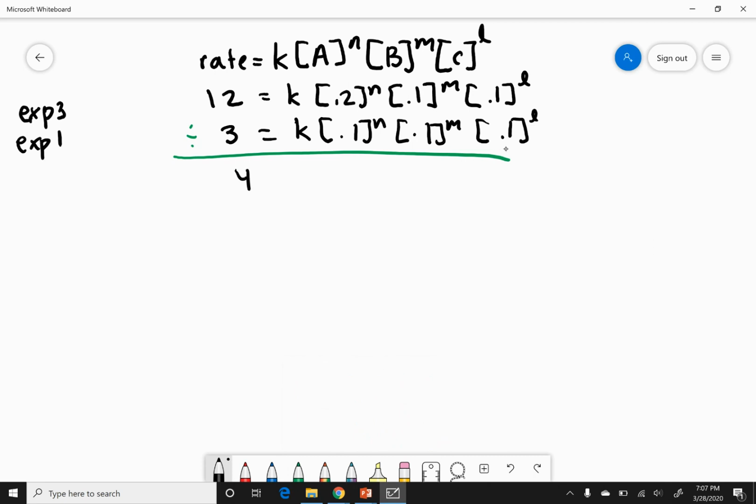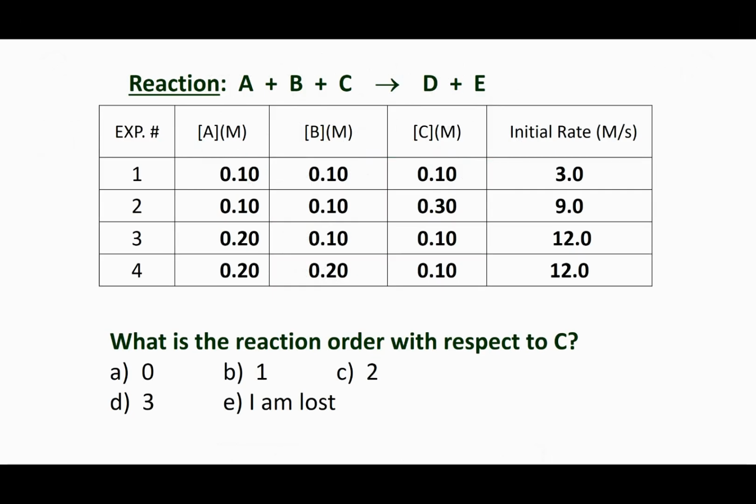3 goes into 12 4 times. k divided by k is 1. 0.2 divided by 0.1 is going to be 2 to the nth, and this is going to be times 1 and times 1, because anything divided by itself is 1. So this narrows down to 4 equals 2 to the nth power, so n equals 2. Now, we can go ahead and do the same drawn out process for our next one, trying to find the order of C.